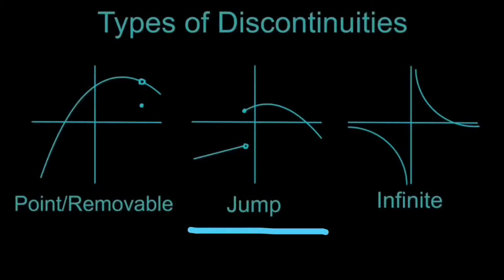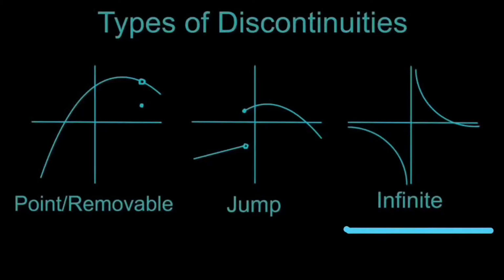A jump discontinuity appears when the left and right limits at a point x equals a do not match each other. In some functions, the values of the function approach positive infinity or negative infinity as x approaches some finite number a. In this case, we say that the function has an infinite discontinuity or a vertical asymptote at x equals a.